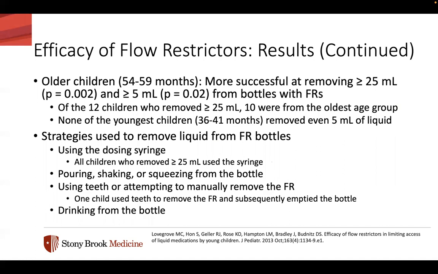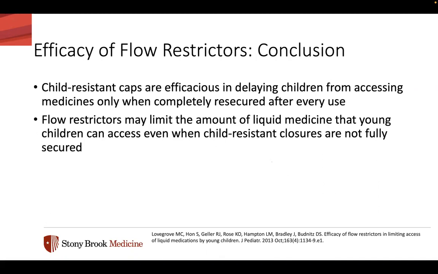Some of the strategies that the children tried to remove liquid from the bottle were really interesting. They tried the dosing syringe, and all the children that removed more than 25 mLs did use the syringe. They tried pouring, shaking, squeezing the bottle. They even tried using their teeth or attempting to manually remove the flow restrictor. One child actually used their teeth to get it out and was able to empty the bottle, but that was only 1 out of the total 110 children. One also even tried drinking from the bottle.